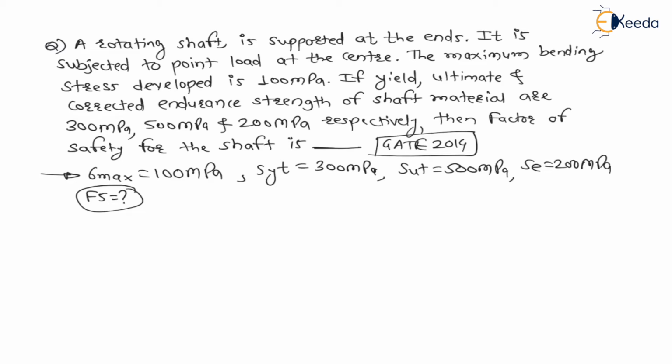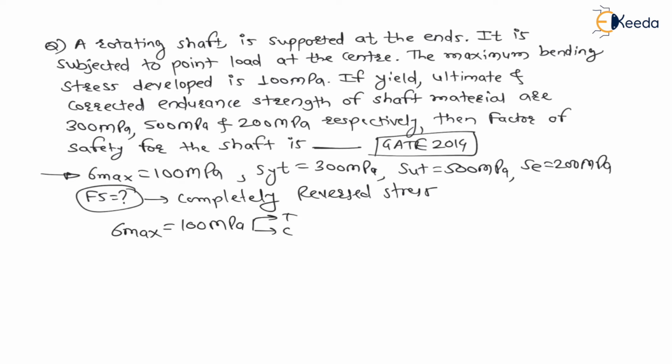Now see, in question it is written that a rotating shaft is supported at the ends. It is subjected to point load at the center. The maximum bending stress developed is 100 MPa. Now as shaft is rotating, it is subjected to completely reverse stress. That means one time the maximum bending stress is equal to 100 MPa. Now one time it will be tension, one time it will be compression.